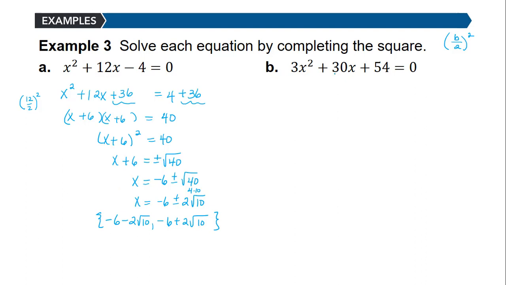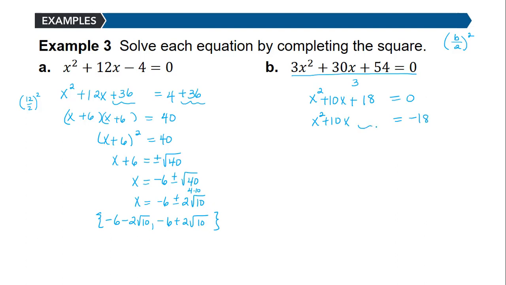Part B is 3x squared plus 30x plus 54 equals 0. Notice the equation is in standard form, however the coefficient of x squared is 3, not 1. We first divide each of the terms by 3 to get x squared plus 10x plus 18 equals 0, since 54 divided by 3 is 18. Now we want to get the x squared plus 10x on a side by itself. We subtract 18 from each side to move the constant over.